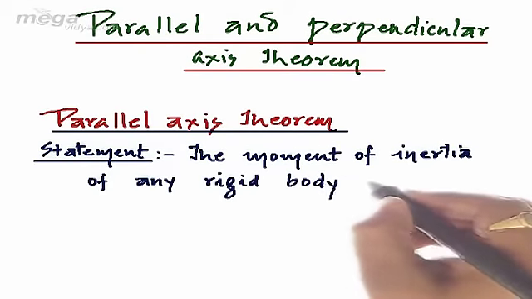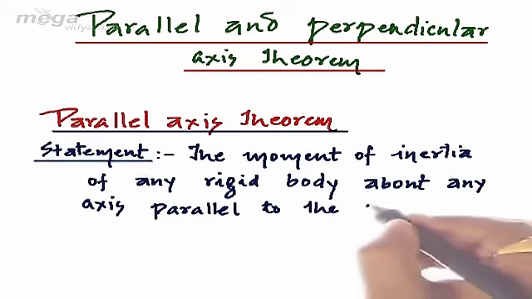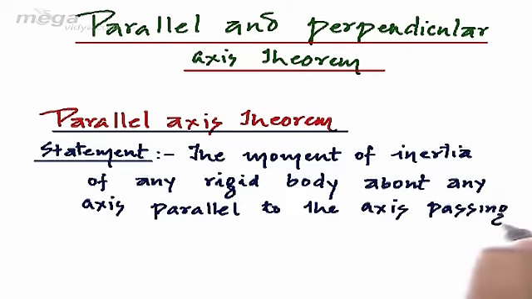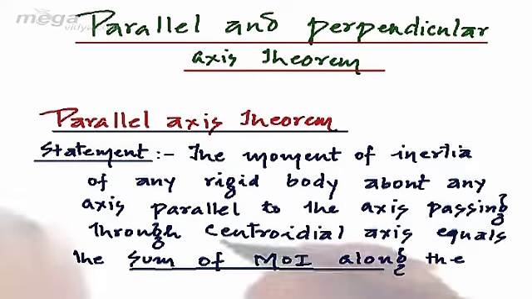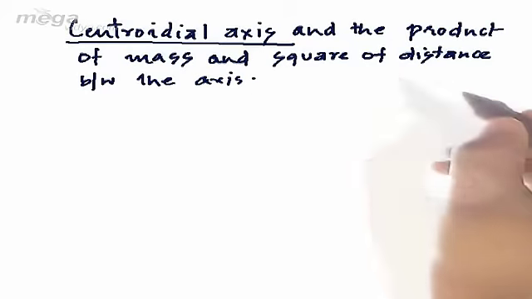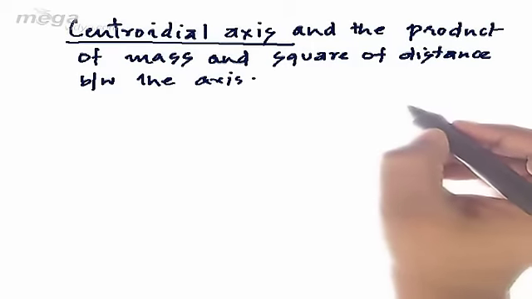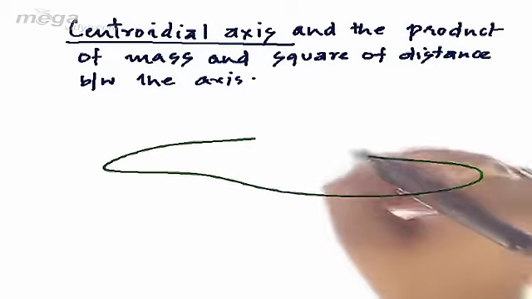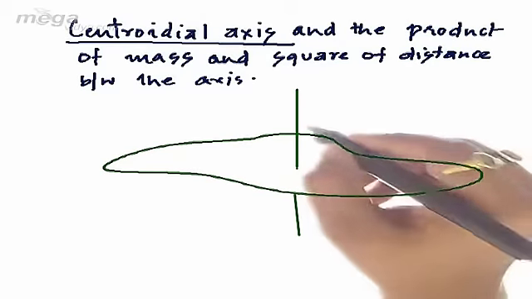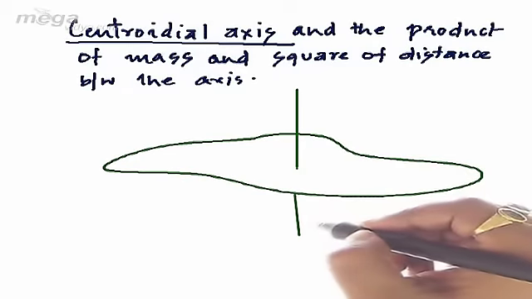to the axis passing through the centroidal axis, that is the axis passing through the center and perpendicular to the plane, equals the sum of the moment of inertia along the centroidal axis and the product of mass and square of distance between the axes. In order to explain this theorem, let us consider a rigid body, and let us consider this is the centroidal axis of this rigid body.